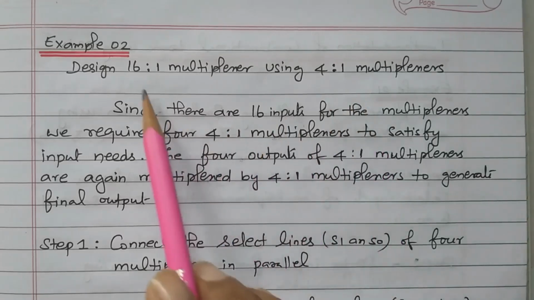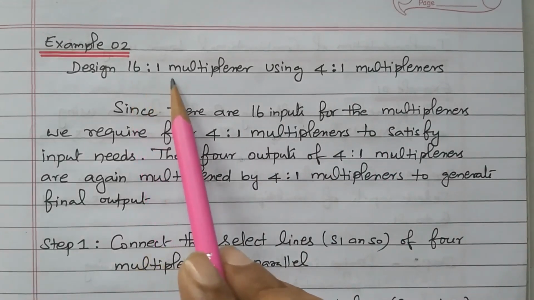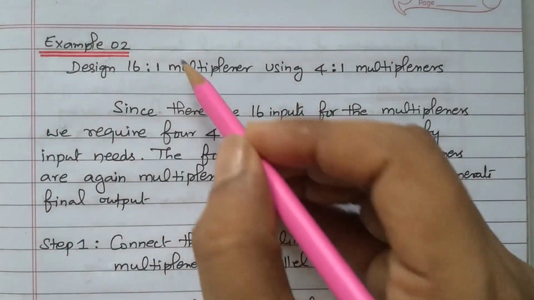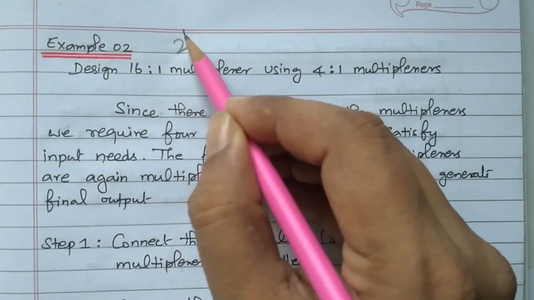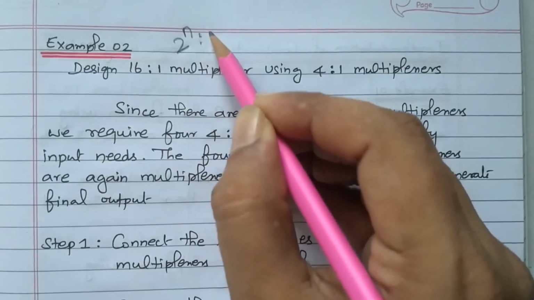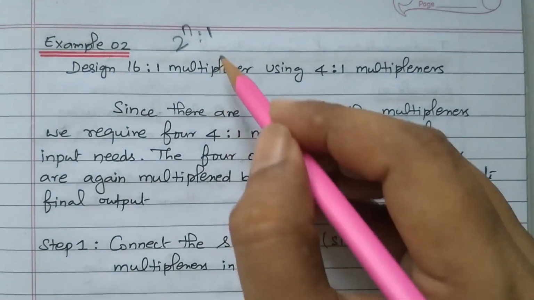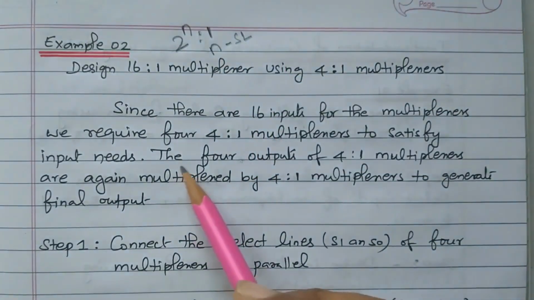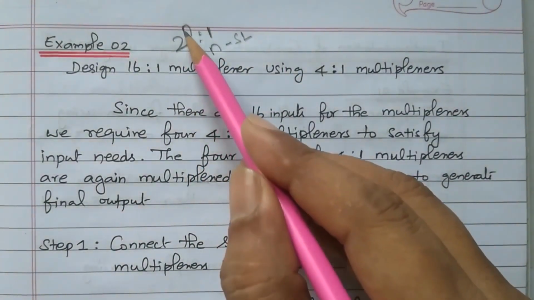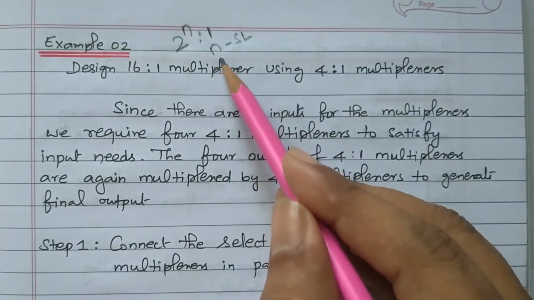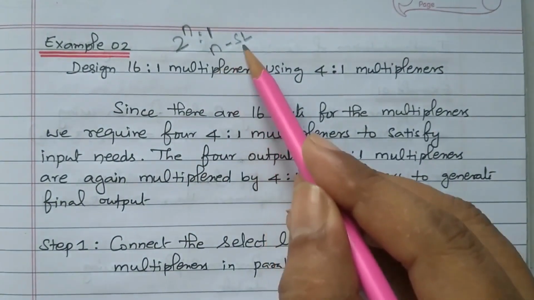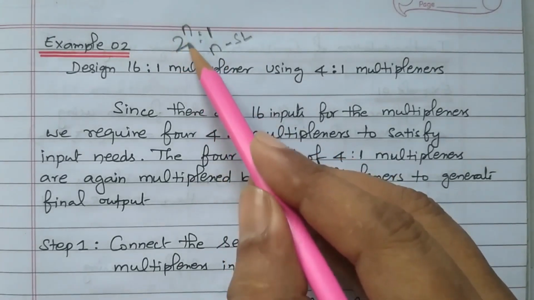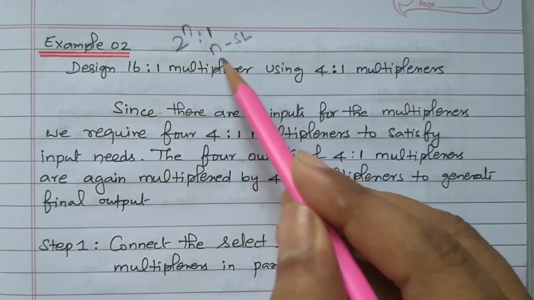Now we'll go to the topic. We need to design the 16:1 multiplexer using the 4:1 multiplexer. The multiplexer is nothing but having 2 to the power n inputs and only one output, with n number of selection lines. So this is the description of the multiplexer: 2 to the power n inputs, one output and n selection lines. This selection line will decide which of the inputs will be available at the output.